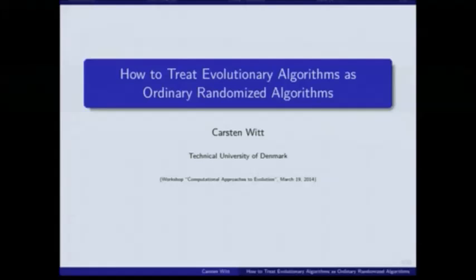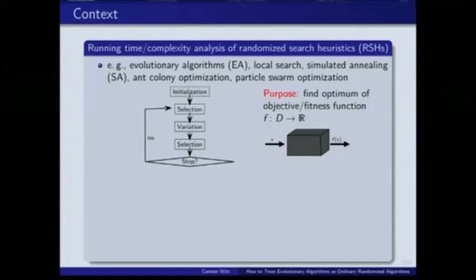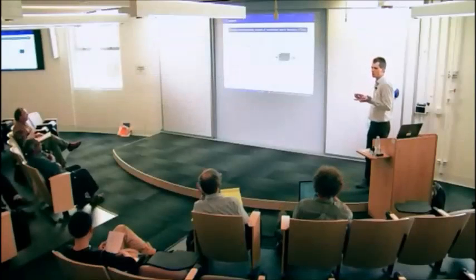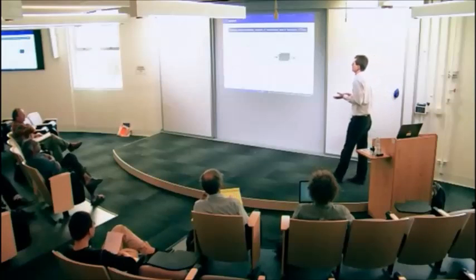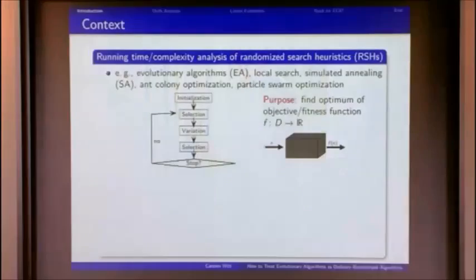I'm a computer scientist interested in the theory of algorithms, and this talk is going to be about a subfield in computer science which could be called running time analysis or complexity analysis of so-called randomized search heuristics. This is just an umbrella term. Randomized search heuristics could be evolutionary algorithms, but also other methods. Christos Papadimitriou mentioned some of them yesterday: local search, simulated annealing, particle swarm optimization.